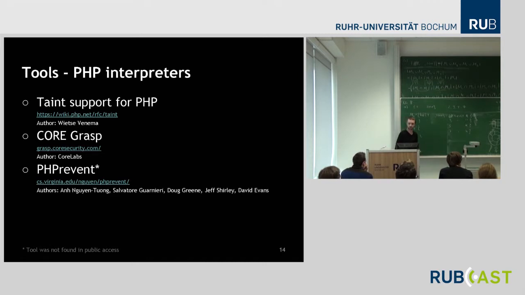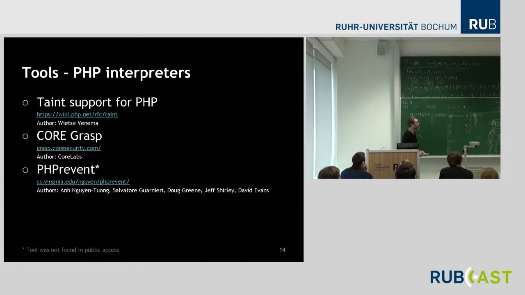CoreGrasp, another PHP interpreter developed by the Core Labs group. And well, yeah, it's another PHP version. But also the project is not in development anymore. It supports, I think, 5.2. And the last one, PHP Prevent, is also academic work, also no tool available. Well, nothing much to say.